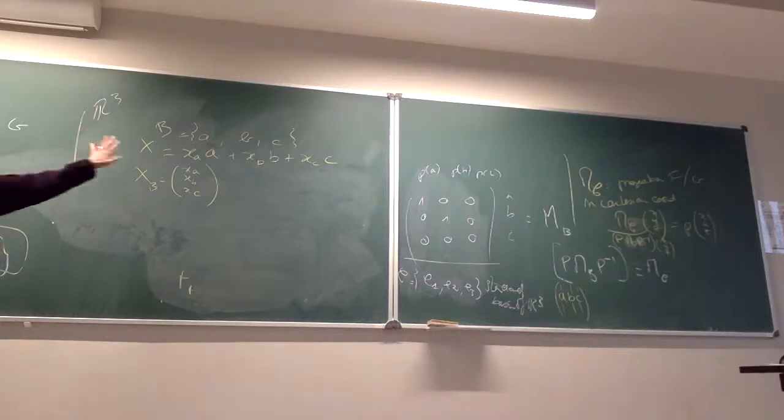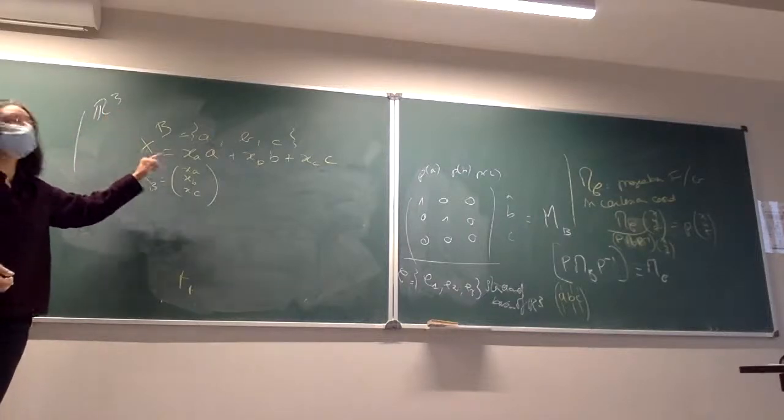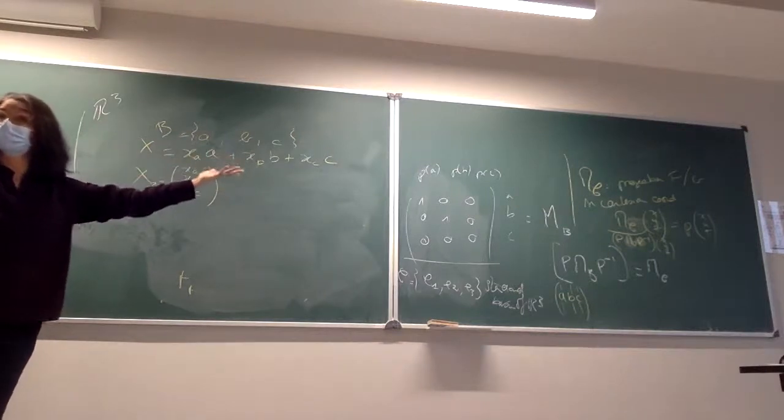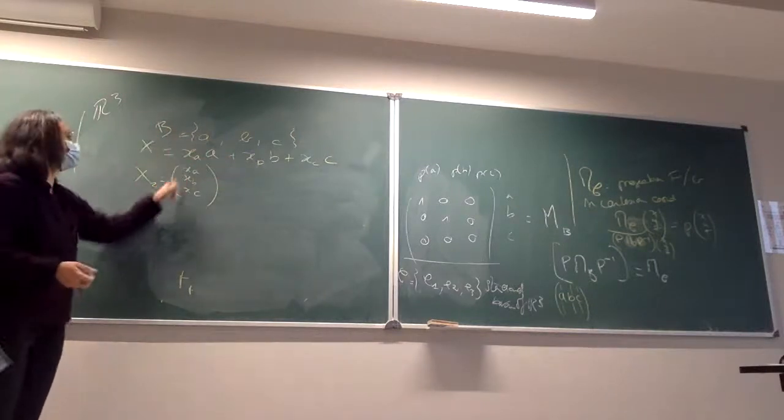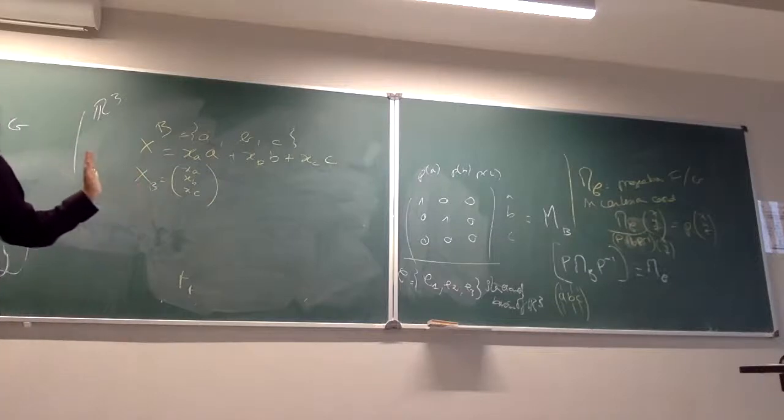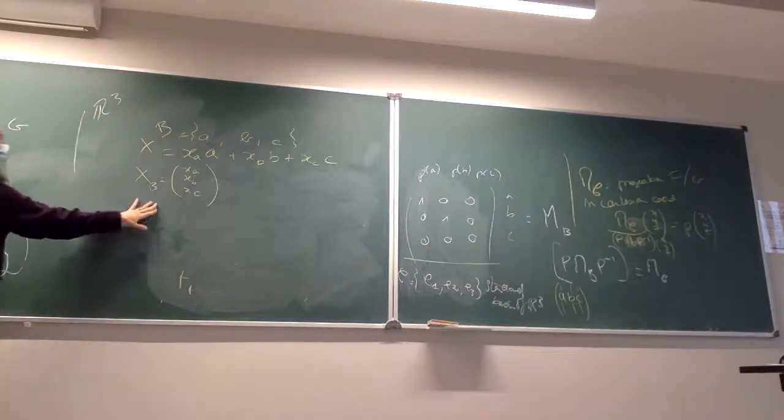I've written trivial things here. I've said I've got a basis. That means anything can be expressed as a linear combination of the basis items. And in that basis, these are going to be the coordinates. So this is completely trivial as is.